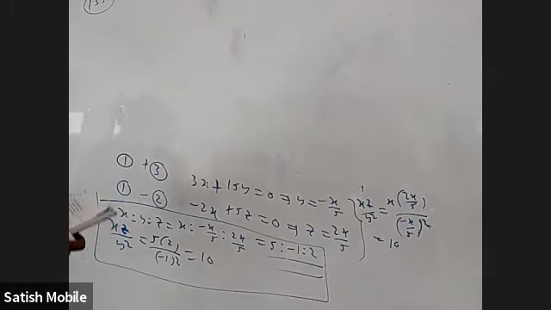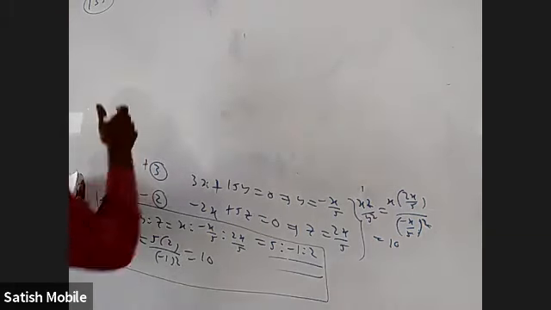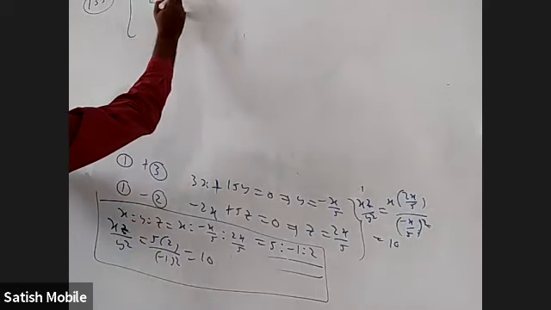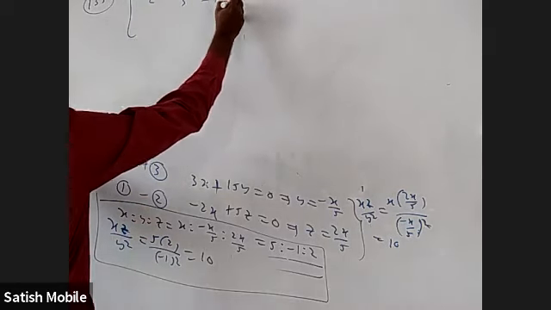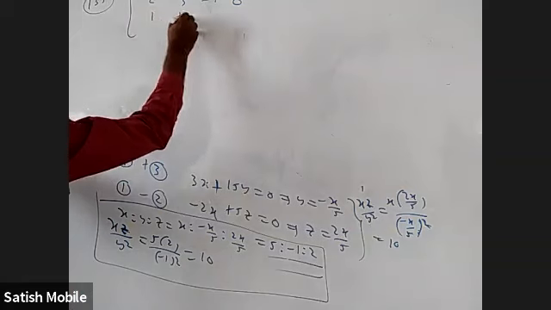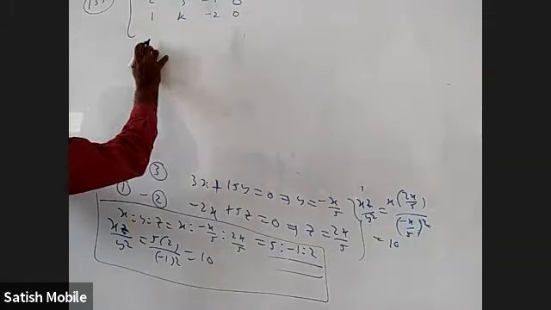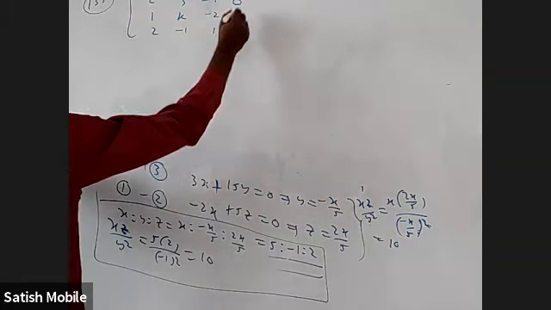Okay, the first equation is 2, 3, minus 1, 0. The second is 1, k, minus 2, 0. The third is 2, minus 1, 1, 0.